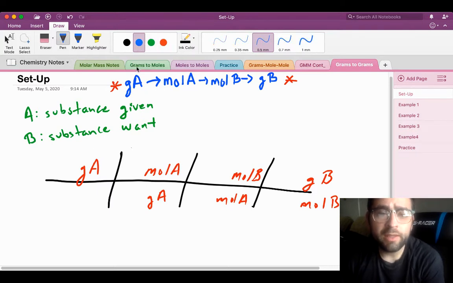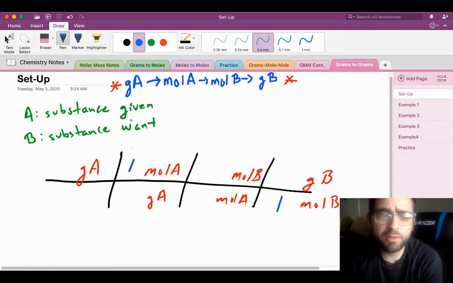Another cool and easy thing you want to do as you're filling in your table is, as soon as you write it, this is always going to be 1, and this one's always going to be 1. Because we're going to be using molar masses, and when you're talking about molar mass, it's always grams per 1 mole. So that will be a 1, that will be a 1.